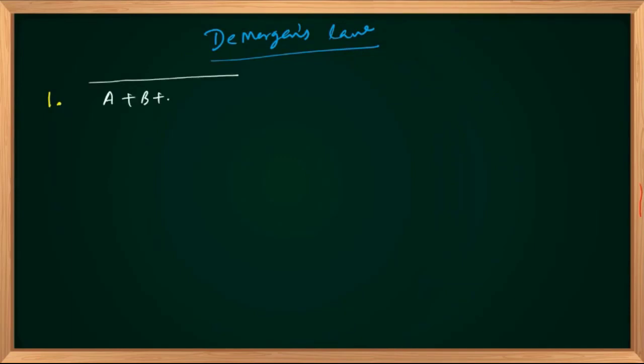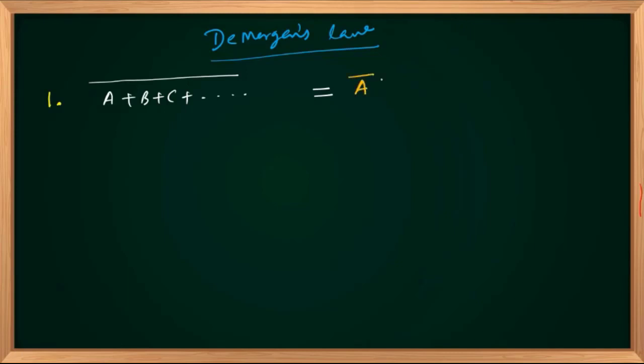De Morgan's law or De Morgan's theorem. That is also a very simple theorem. It has two statements. Statement number one, that is very simple. It states that the complement of a sum is equal to the product of their individual complements.